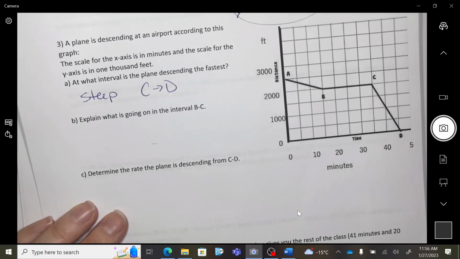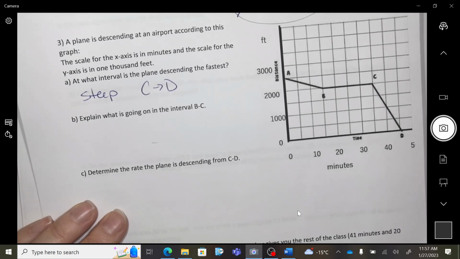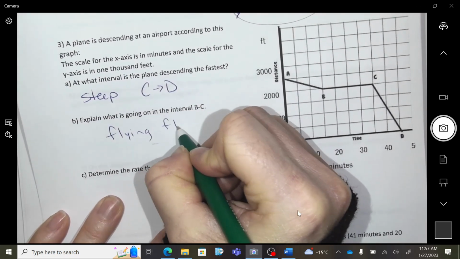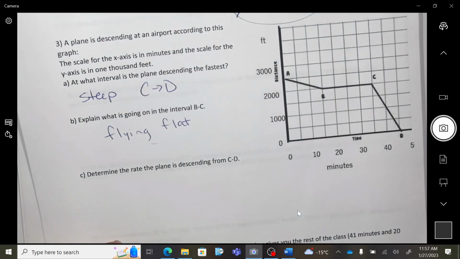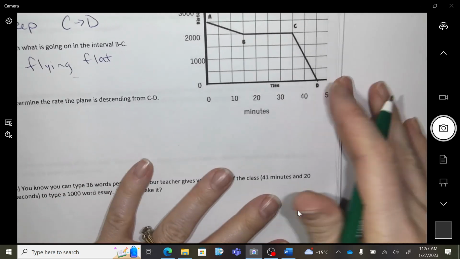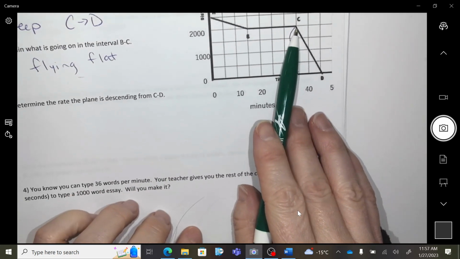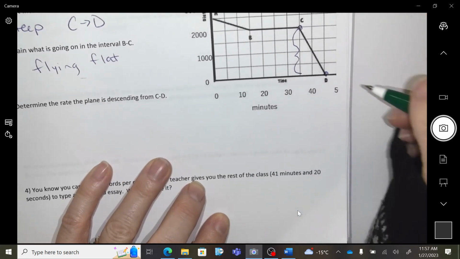What is going on with the airplane over the interval B to C? It's not going down, it's just flying flat. It's flying flat at that point, it's not descending. Determine the exact rate in C to D. Okay, so first of all, I have to figure out in this interval how much did this point and this point, how much did it move down?